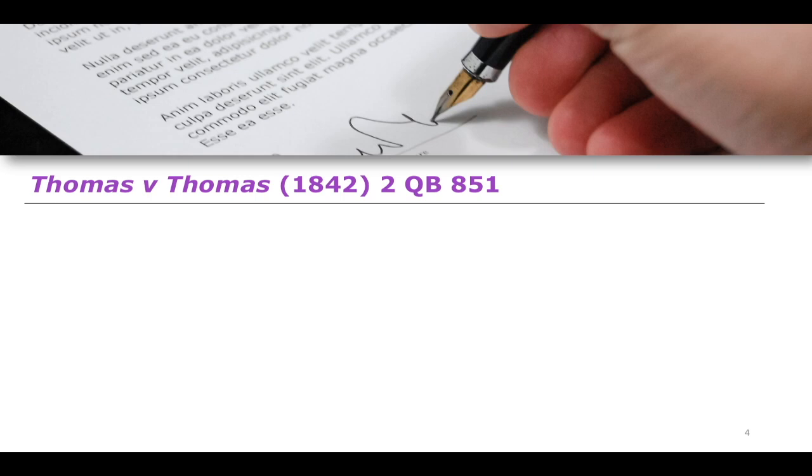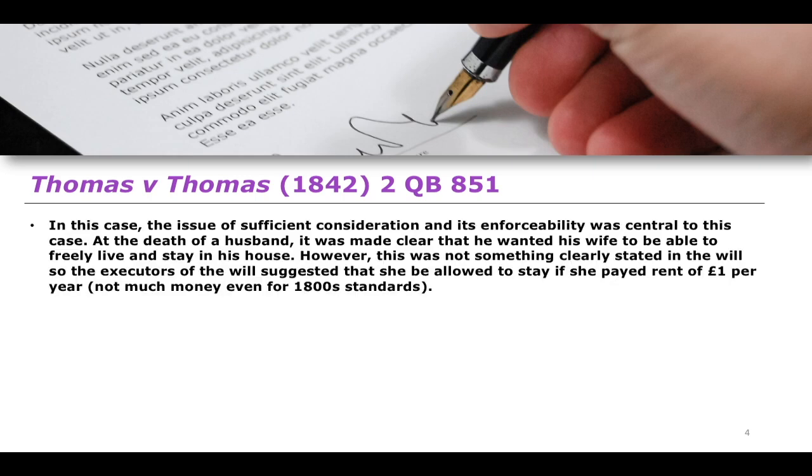An illustration of this is the 1842 case of Thomas v Thomas. In this case, the issue of sufficient consideration, and the central question of whether or not the promise was enforceable, came to a head in the dispute. At the death of a husband, it was made clear that he wanted his wife to be able to freely live and stay in the house that they had owned. However, this was not clearly stated in the will, so the executors suggested that she be allowed to stay if she paid rent of £1 per year. Not much money even by 1800s standards, definitely not by today's standards. If you can get rent for £1 a year, then you are in a really good deal.